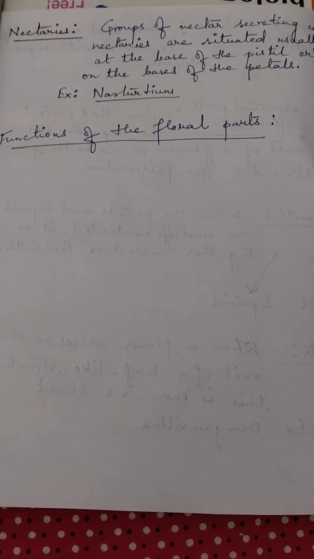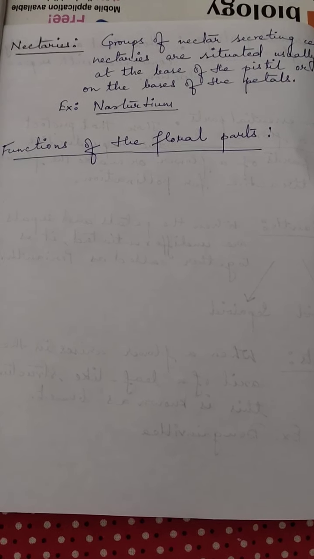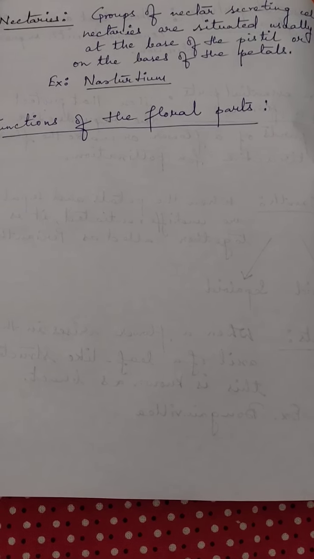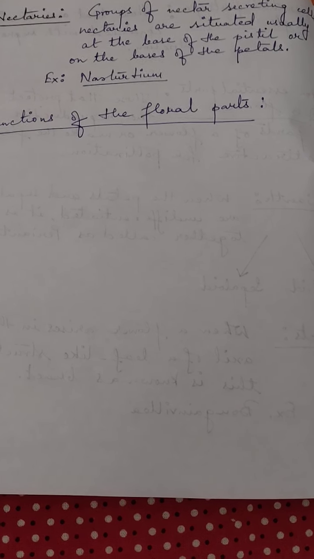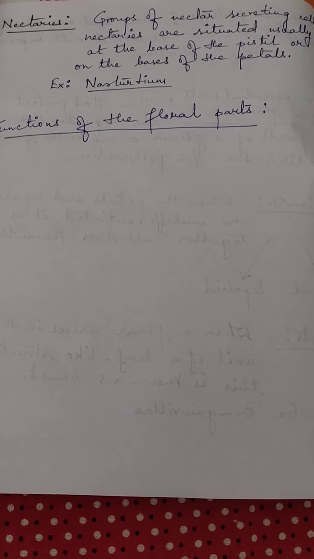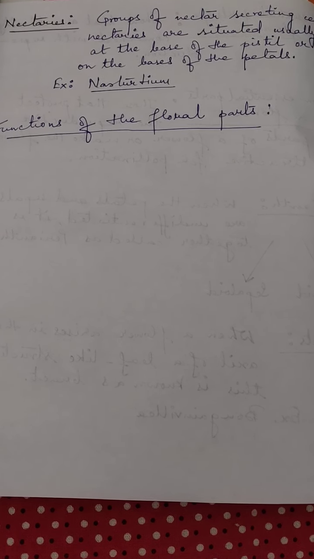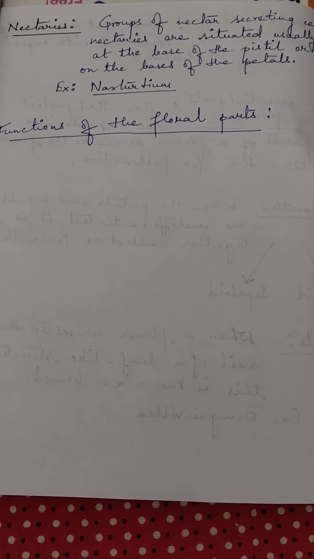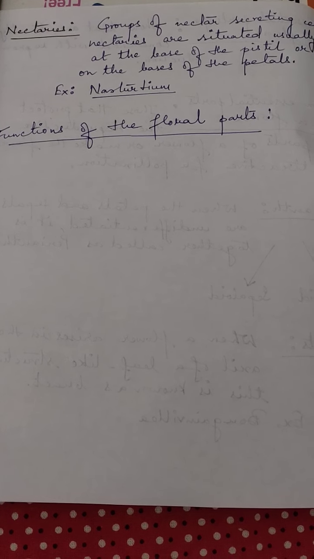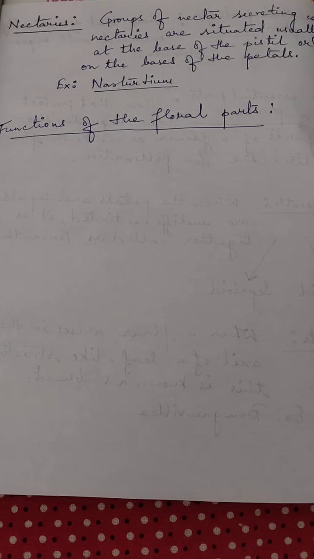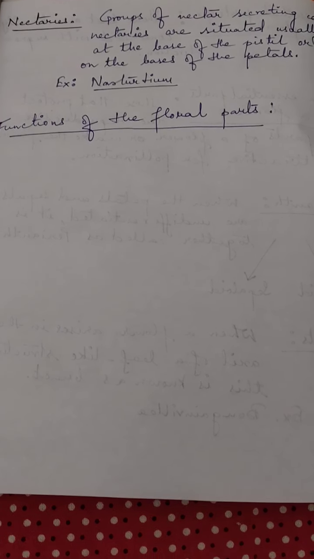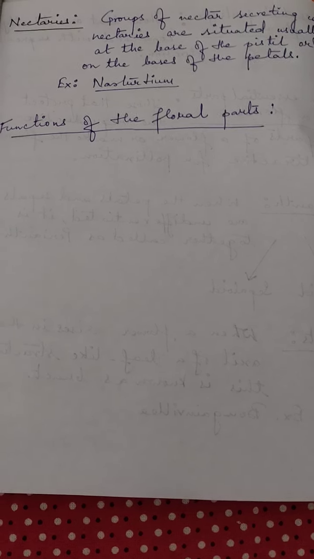Neuter flowers are those flowers which lack both the male and female reproductive organs. That means stamens are not present and pistils are also not present. And a very common example is sunflower. Okay. Now, functions of the floral parts. A very important part of this chapter, and I have not written these functions because they are all there in your book. So please go through them. I am just explaining each one of them.